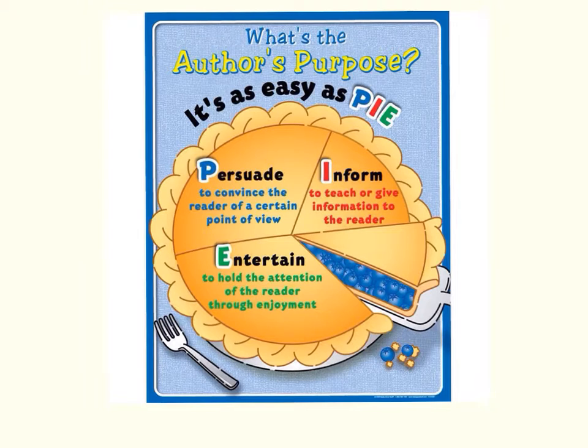So for final review, the author's purpose is as easy as pie. The three main types of author's purpose are to persuade, inform, and entertain. With persuasive text, we're trying to convince the reader of a certain point of view. Informational text is to teach or give information to the reader, and finally, to entertain is to hold the attention of the reader through enjoyment.